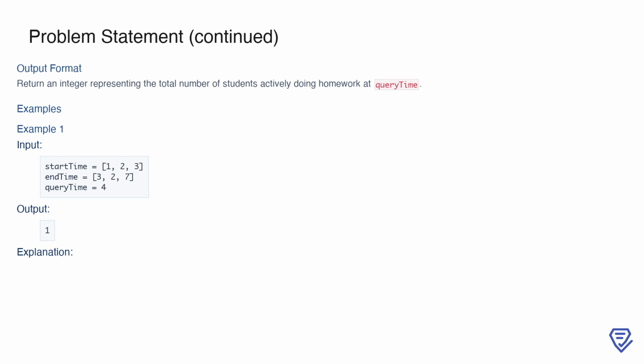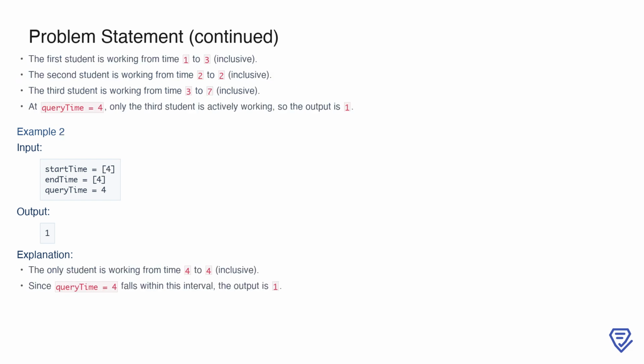For instance, consider the first example where we have start time equals [1, 2, 3], end time equals [3, 2, 7], and query time equals 4. The output in this case is 1, which means only one student is actively working at time 4. Let's break this down further to understand how we arrive at the result. The first student works from time 1 to 3, the second student works from time 2 to 2, and the third student works from time 3 to 7. Since the query time is 4, we check whether this time falls within each of these intervals. For the first and second students, 4 is not within their intervals, but for the third student, it is. Therefore, only the third student is actively working, and the output is 1.